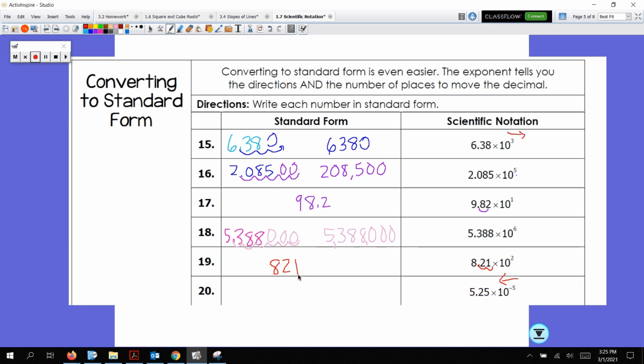Now, for number 20, because I need to move my decimal to the left because it's really small, I'm just going to leave it set right where it's at, and I'm just going to move it 1, 2, 3, 4, 5 times because my exponent was -5, and drop in zeros there. So I have 0.0000525. Fantastic.